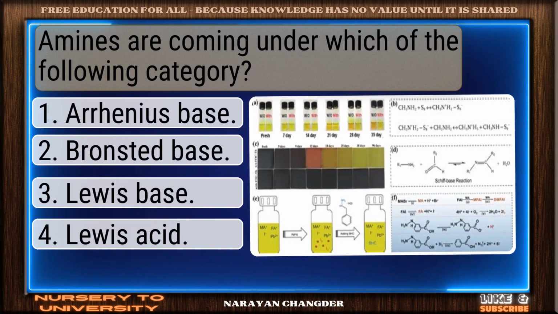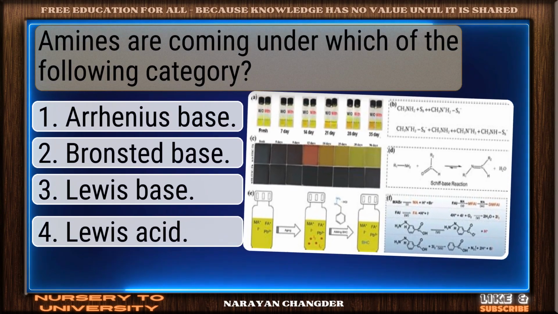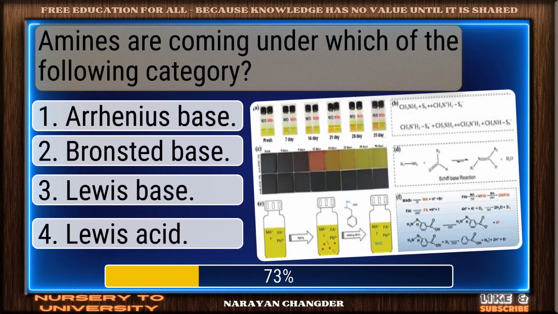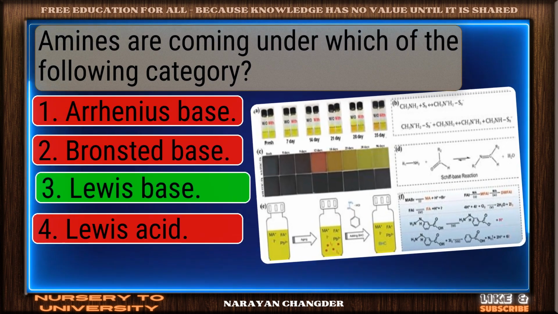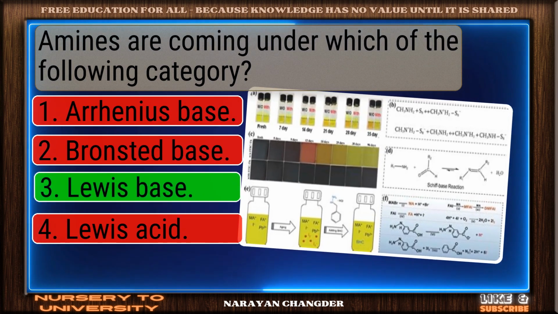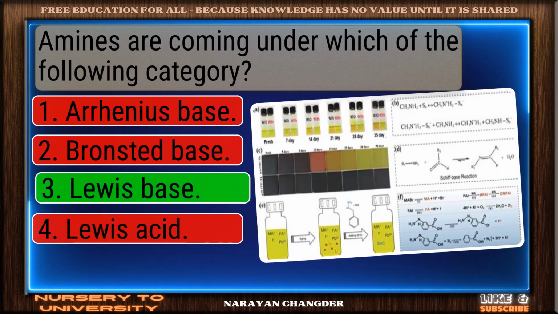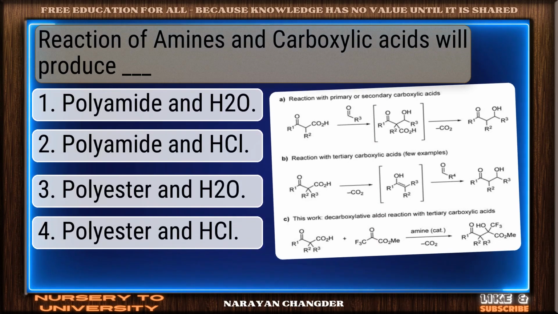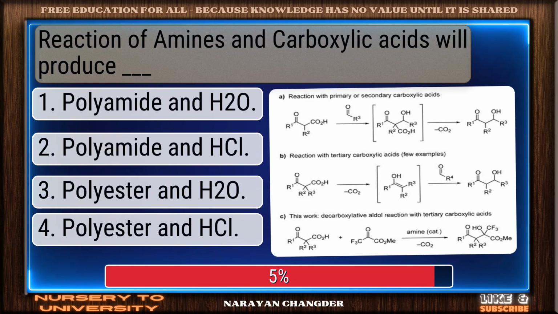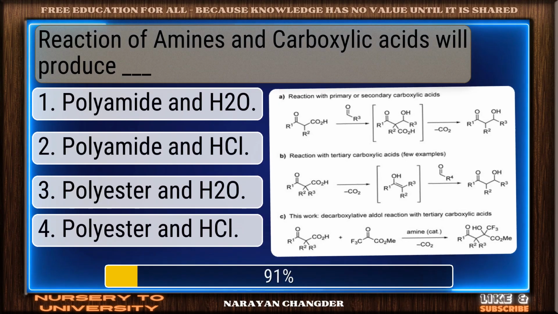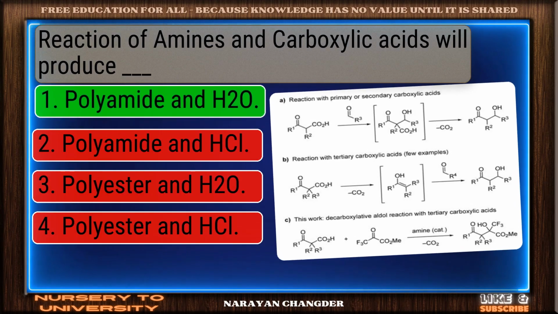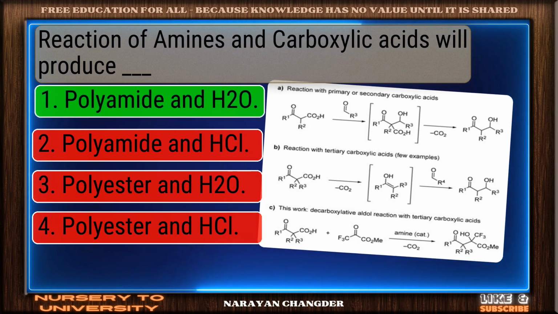Amines come under which of the following categories? You're right. Lewis base is the correct answer. Reaction of amines and carboxylic acids will produce a dash. Valid point. Polyamide is true.